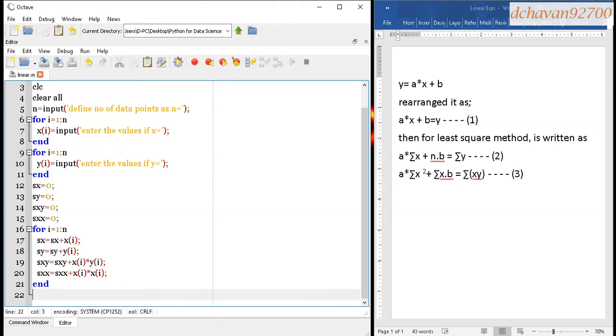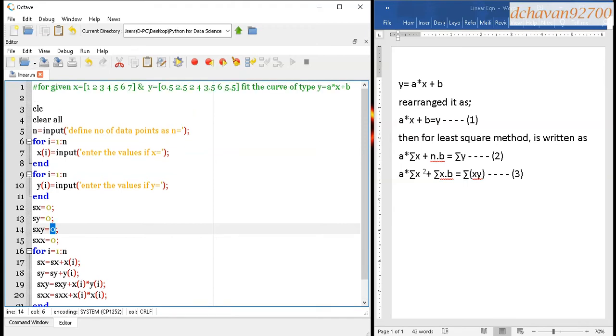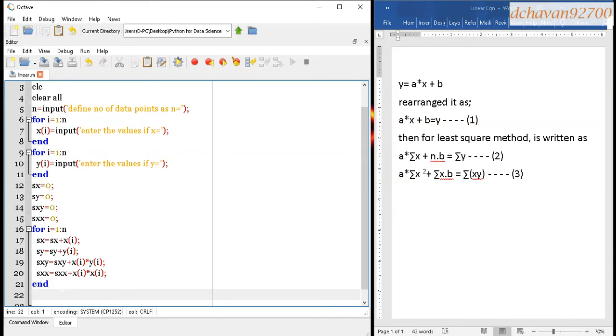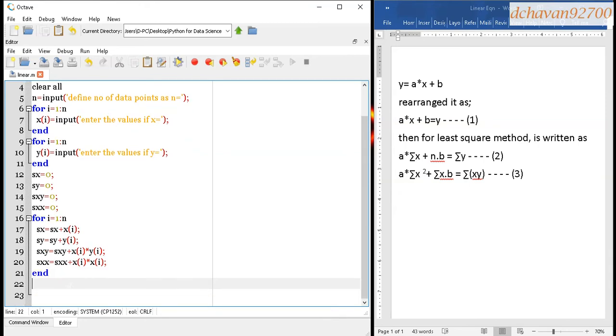Sxy, initially when I value is equals to 1, then sxy is equals to what? 0. Here you see sxy equals to sxy, so initially sxy value is what? 0, plus x of I. So x of I is what? Initially its value is 1 into y of I, which value is what? 0.5. So 1 into 0.5 is 0.5. So when the first loop is going to end, then sxy value is stored as 1 into 0.5, that is 0.5, which we defined initially as 0. Now this loop is going to end.